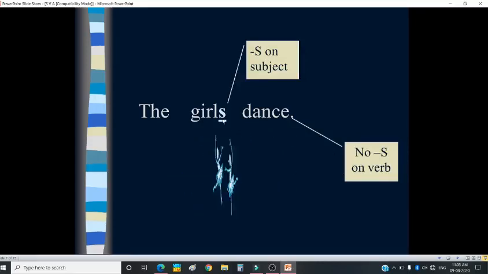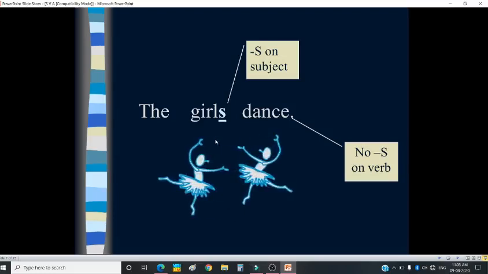Girls means more than one. Maybe 2, 3, 4, anything. No problem. How many girls doesn't matter. But here, the number depends on this subject, girls. If there are two or more girls, then we need not use the s with the verb.